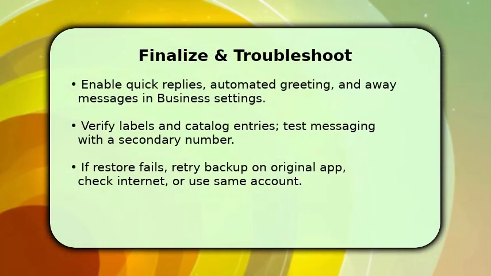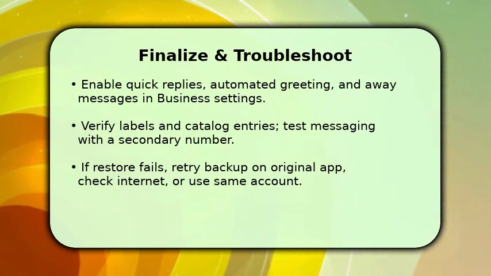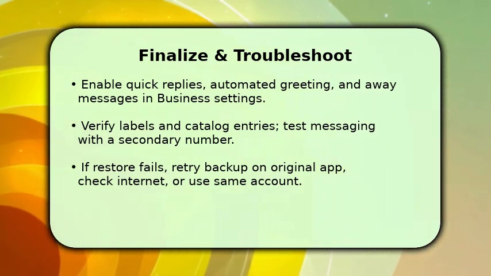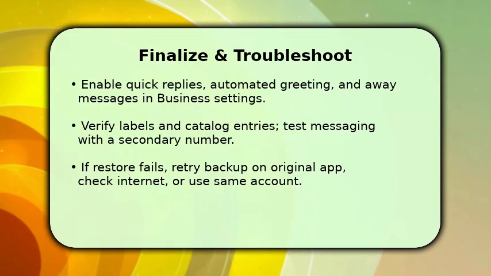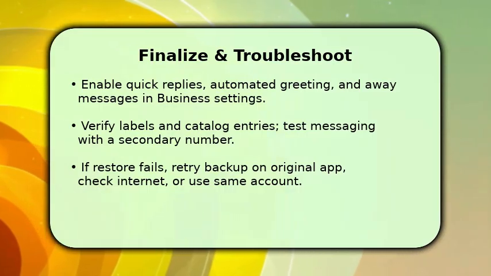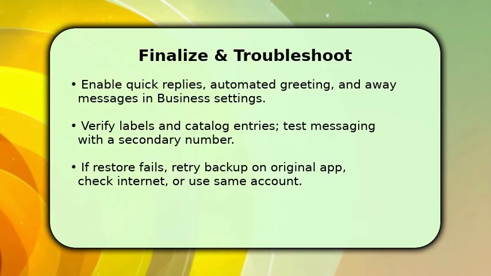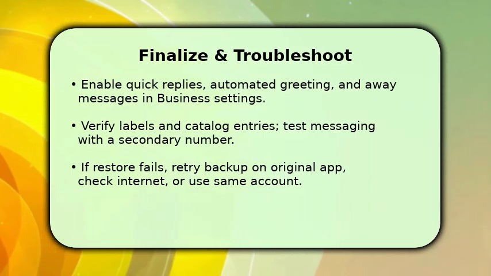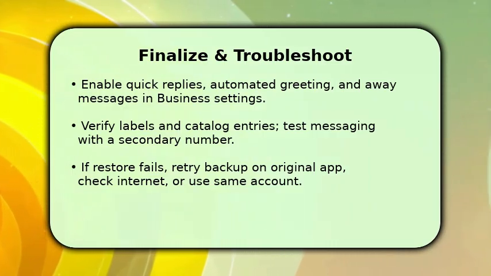Finish by enabling business tools. Activate quick replies, greeting and away messages so you can respond faster. Then create labels for contacts and add catalog items or services. Test everything by sending a message from another phone to confirm delivery and profile visibility.